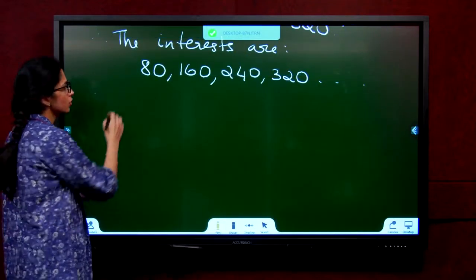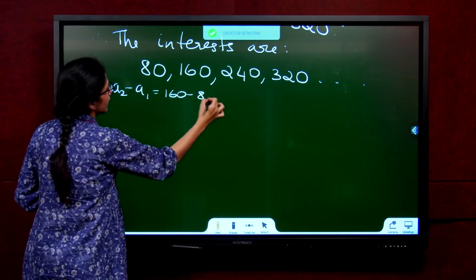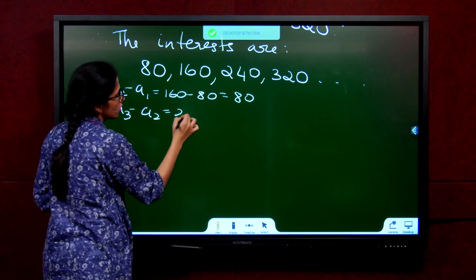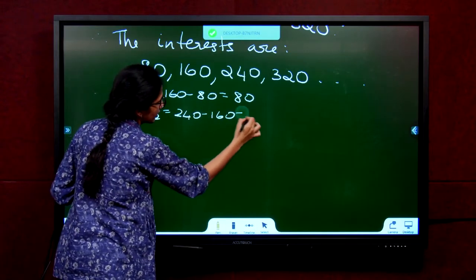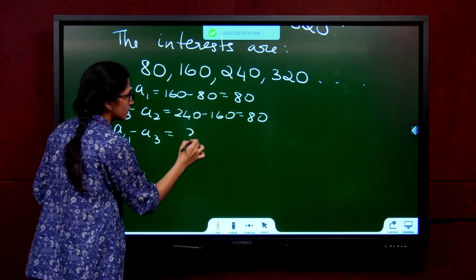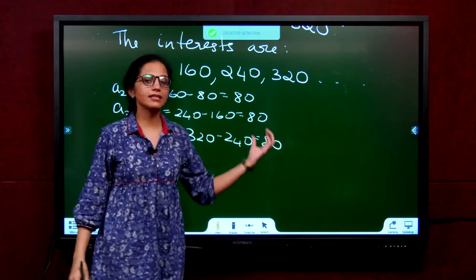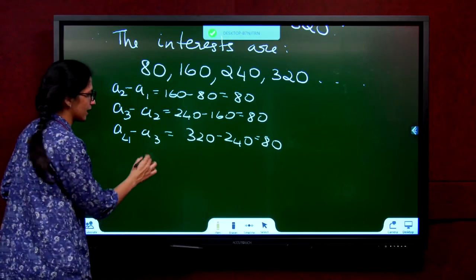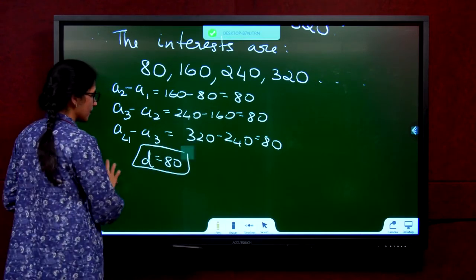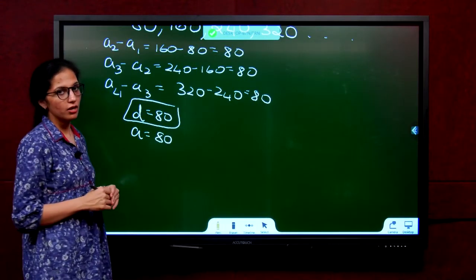The interests are given here. So what is A2 minus A1? 160 minus 80, 80. A3 minus A2, 240 minus 160, 80. A4 minus A3, 320 minus 240, 80. Since the difference is the same in all the cases, the common difference is 80 and the given situation forms an AP. So in the given situation, A is 80, D is also 80.